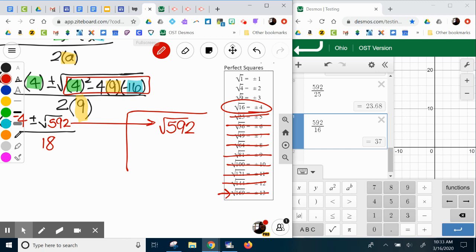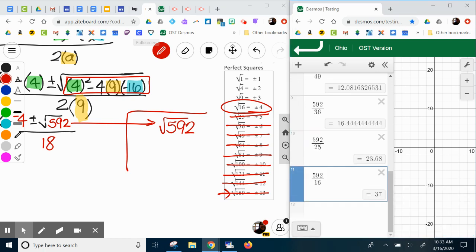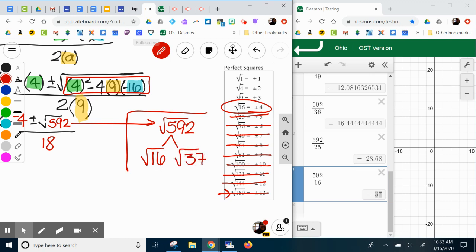And finally, 16 was a nice number. So 16 gave me the 36, or 37, that I see there. So I'm going to rewrite this as the square root of 16, because remember the perfect square always has to go first, and then the square root of 37. The square root of 16 is positive or negative 4, and the square root of 37 just stays that way because it's not on our square root list.